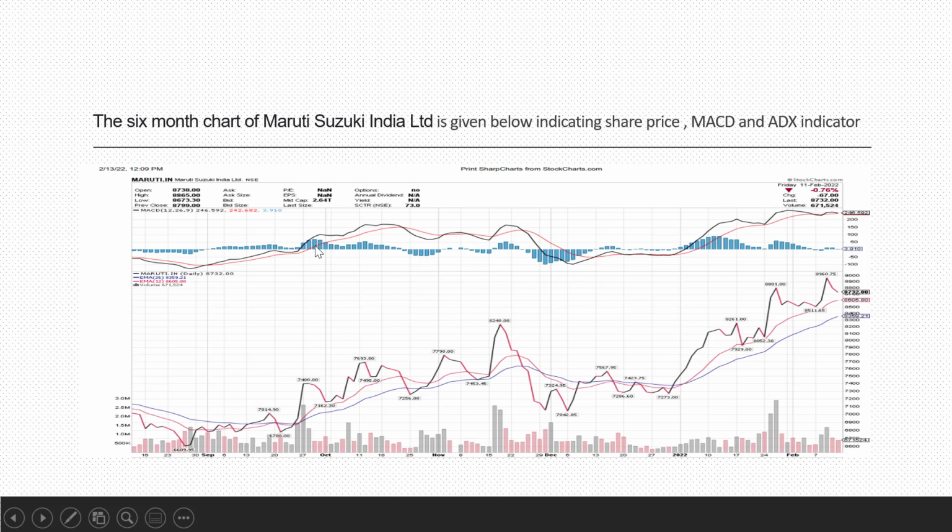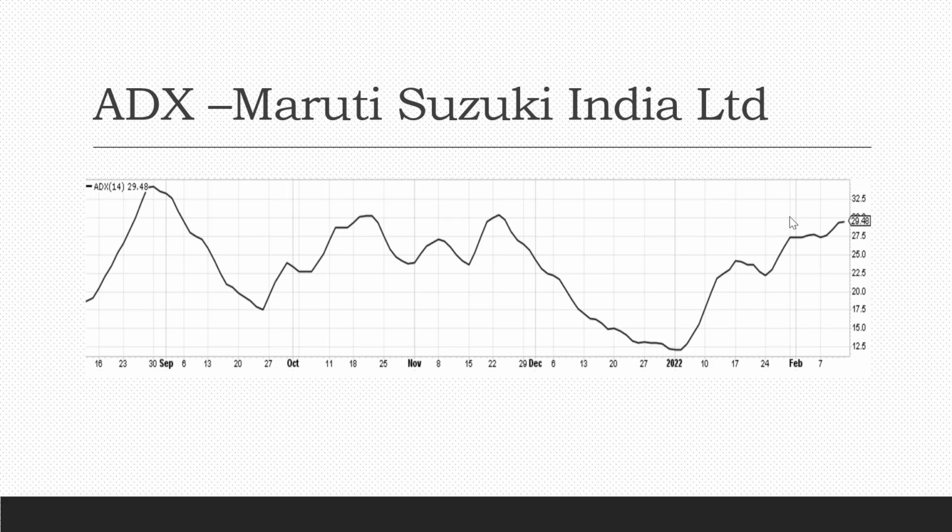The black line is the difference between the 12 and 26-day moving average, and the red line is basically the moving average of the MACD itself. Okay, fine. Now tell me, if you look at the MACD chart, what it is suggesting is that the MACD is over and above the signal line. So whenever the MACD line is over and above the signal line, it tells you that the stock is in a bullish mode.